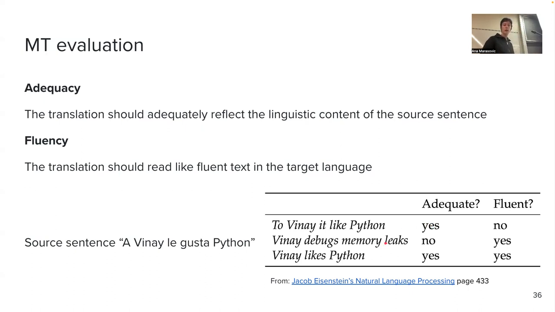On the other hand, "Vinay debugs memory leaks" is a grammatical sentence in English, but it's not representing the content of the source sentence in Spanish, which says that Vinay likes Python. And then "Vinay likes Python" is both adequate. It literally gives us the meaning of the source sentence, and it's also fluent in the target language, English. So you care about both of these things.